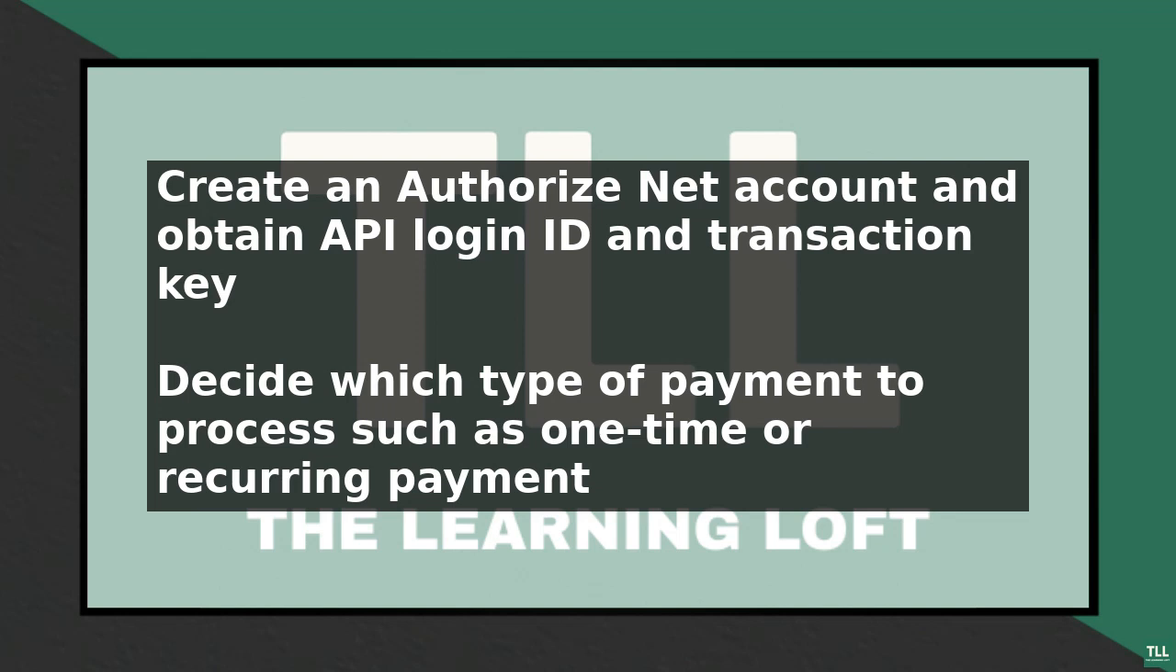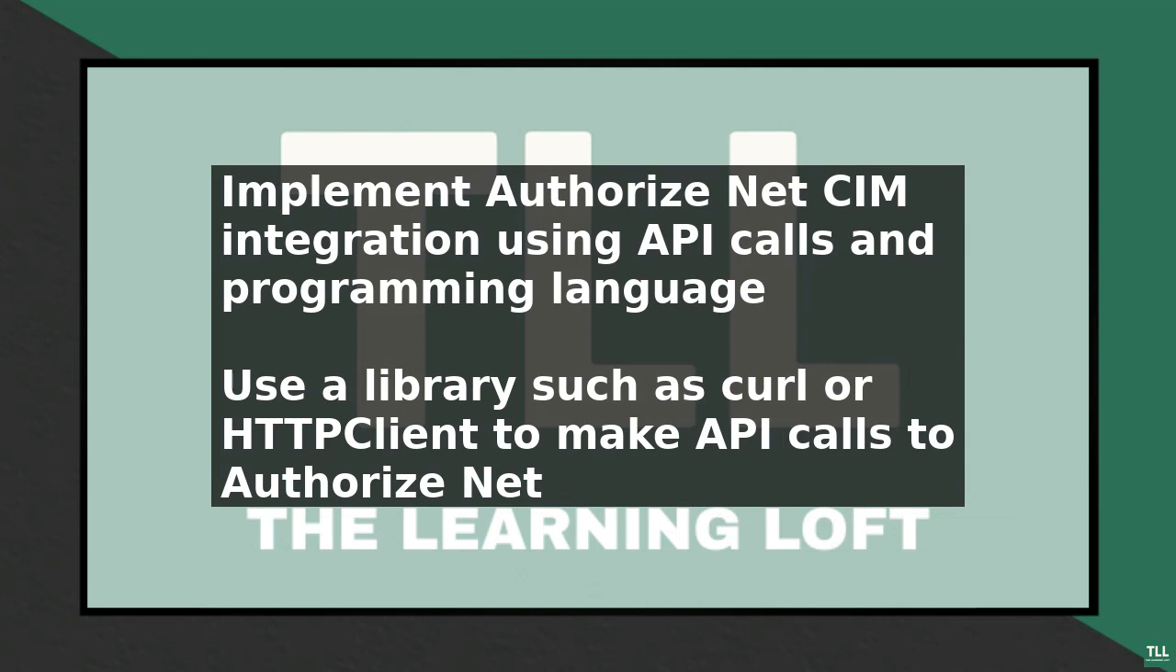Next, decide which type of payment you want to process, such as a one-time payment or recurring payment. This will determine which API calls you need to make. For example, to process a one-time payment, you would use the Create Customer Profile and Create Customer Payment Profile APIs to store the customer's payment information, and then use the Create Transaction Request API to process the payment.